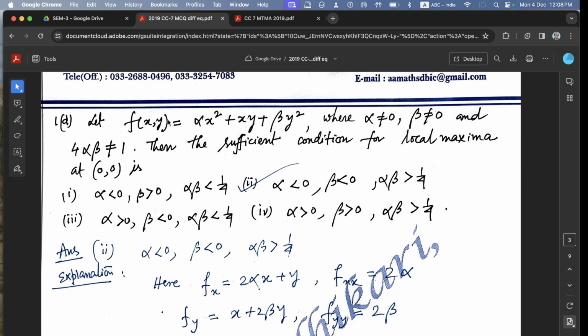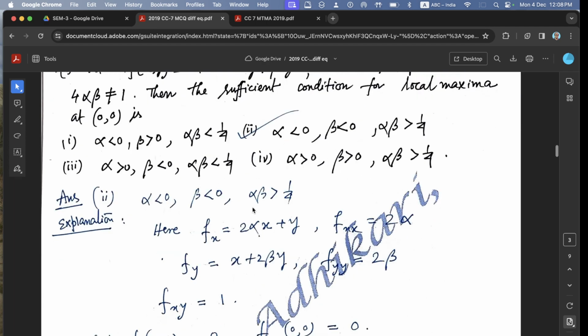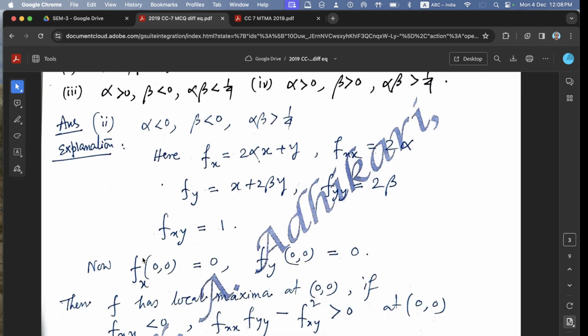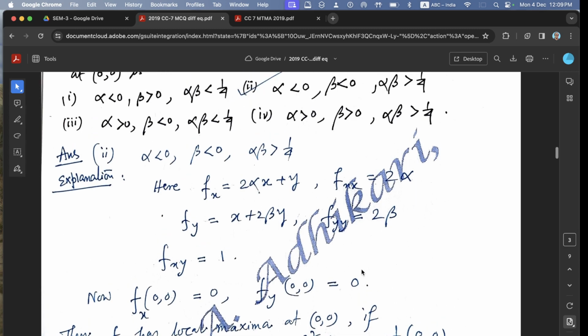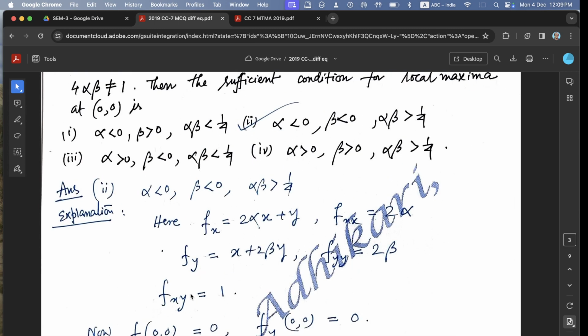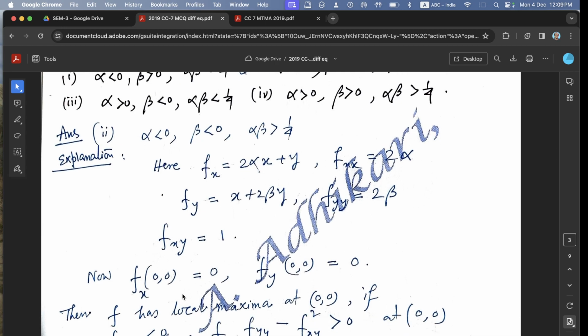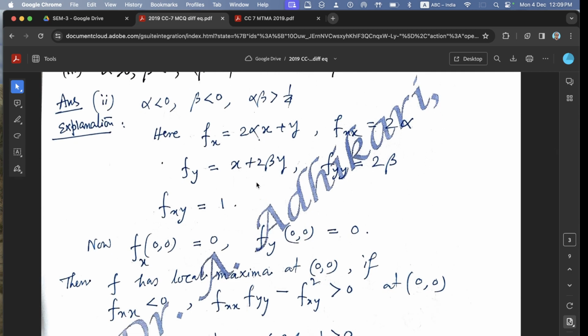Here the given function is f(x, y) equal to alpha x square plus xy plus beta y square. So we find del f del x, del f del y, del 2f del x square, del 2f del y square, and del 2f del x del y. These are all the partial derivatives. Now for stationary points, we know that fx at the point 0, 0 equals 0 and fy at the point 0, 0 equals 0. Obviously 0, 0 is a solution, because fx is 2 alpha x plus y and fy is x plus 2 beta y. So 0, 0 is a stationary point.